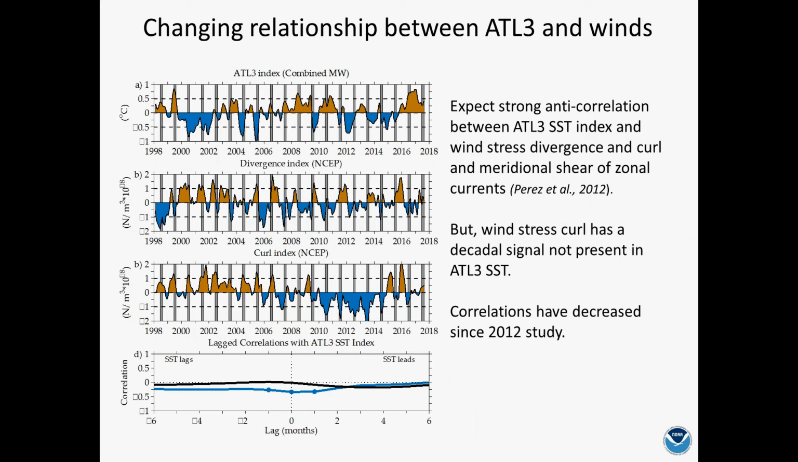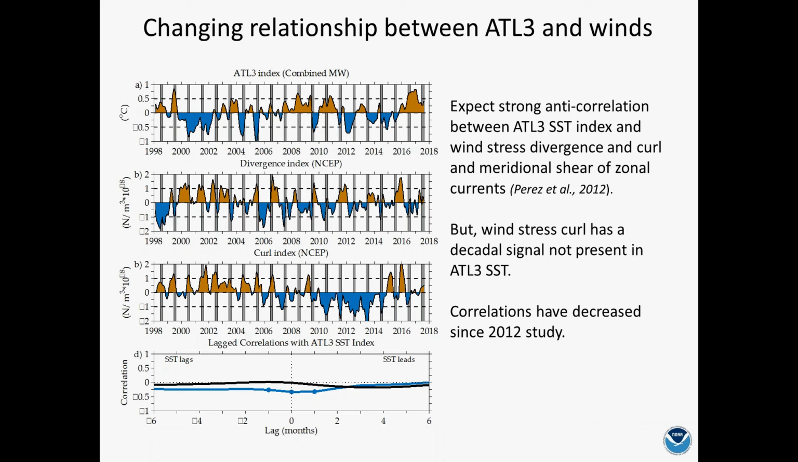So I didn't address this in full detail, but I revisited some of the calculations that I did at the time of the paper, where I looked at the strength of the wind stress divergence and the strength of the wind stress curl, which are proxies for the shear between the currents, which again are what provides energy for the tropical instability waves. And what I expected to find, and what we had found in this previous study, was that when you have strong divergences and curl, the equatorial Atlantic is cold and you have strong TIWs.